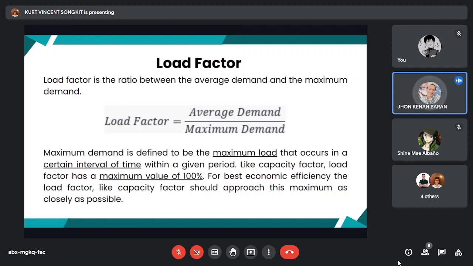For best economic efficiency, the load factor, like capacity factor, should approach this maximum as closely as possible. So in order for the load factor to be economically efficient, it needs to reach the maximum value of 100%.